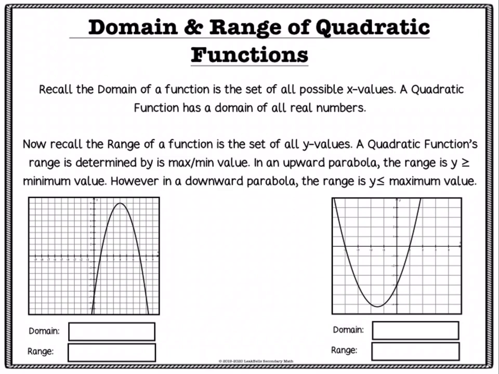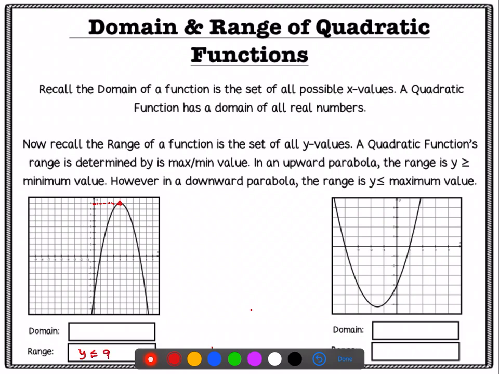So with this downward parabola, I'm going to point out the vertex right here, which looks like it's (4, 9). But what we want to pay attention to is this y coordinate here, which is 9. So remember, we just said in a downward parabola, the range is y is less than or equal to the maximum value. So the range here is going to be y less than or equal to 9.